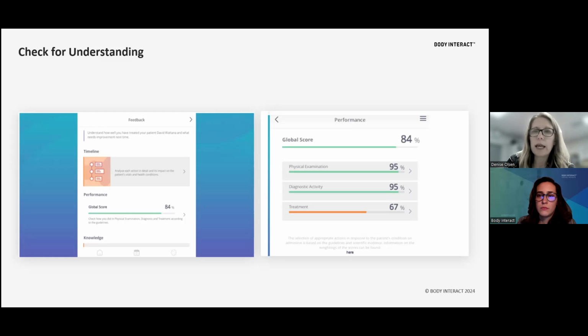So I can usually tell if they've gotten the diagnosis wrong, whether or not they say the right thing in their discussion post, based on what their global score is. But I feel like the feedback is a really great tool. If they click on the box where it says timeline there, they can see what they've done, when, and like I said, physical exam, diagnostic, and treatment.